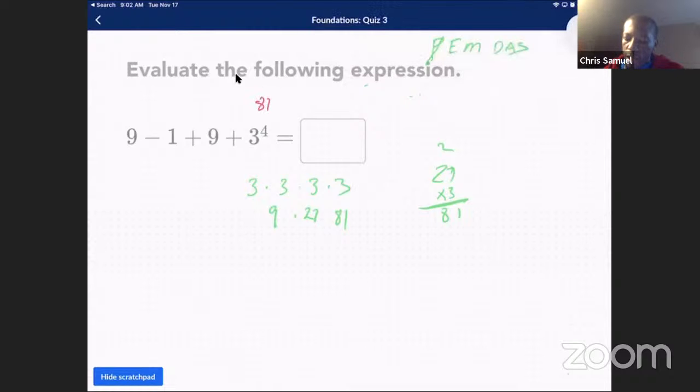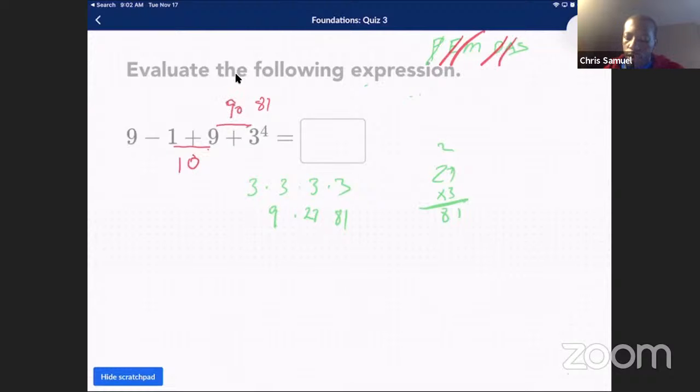Then we could look at X. Once we do that, we can go to the multiplication. We don't have any multiplication. We don't have any division. We have addition, so we can start with addition. Since this addition is here, we're going to go 1 plus 9 is 10. And here, 9 plus 81 is 90.